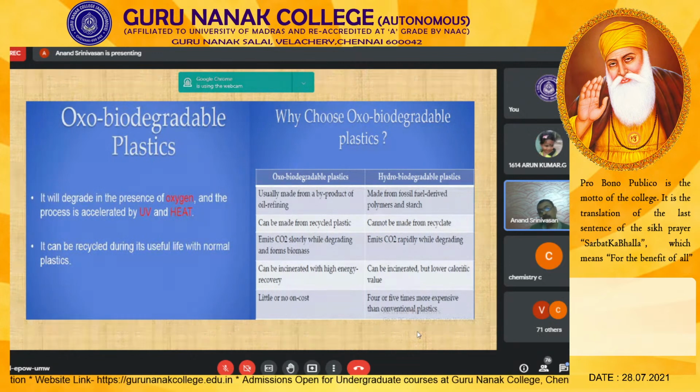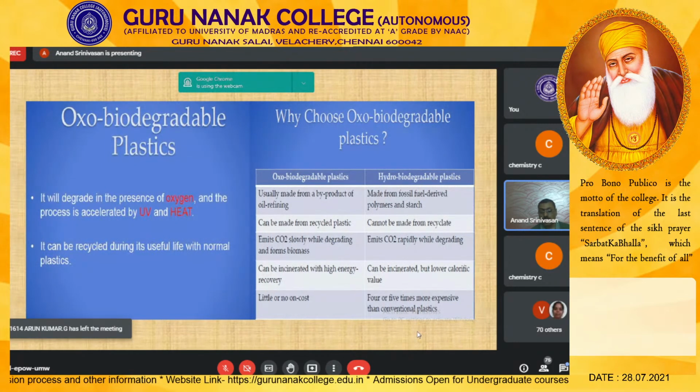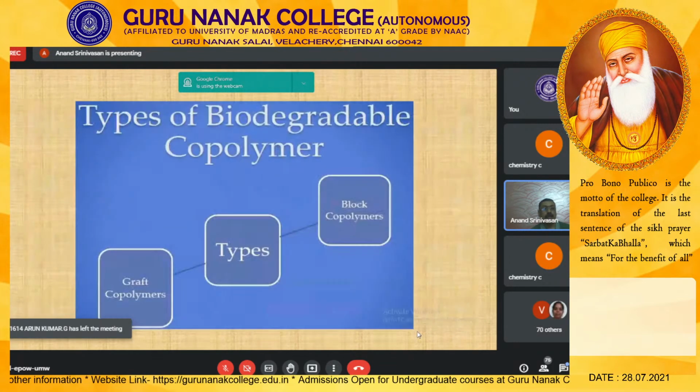When you look at the hydrodegradable polymer, it is made from fossil fuel. They cannot be recycled, and it emits CO2 rapidly while degrading. Therefore, a sustained release of CO2 is possible in the case of oxo-degradable polymer, whereas in hydrodegradable polymers this is not the case. And the cost is very expensive as well. Therefore, owing to these reasons, I would prefer to use oxo-biodegradable polymer.